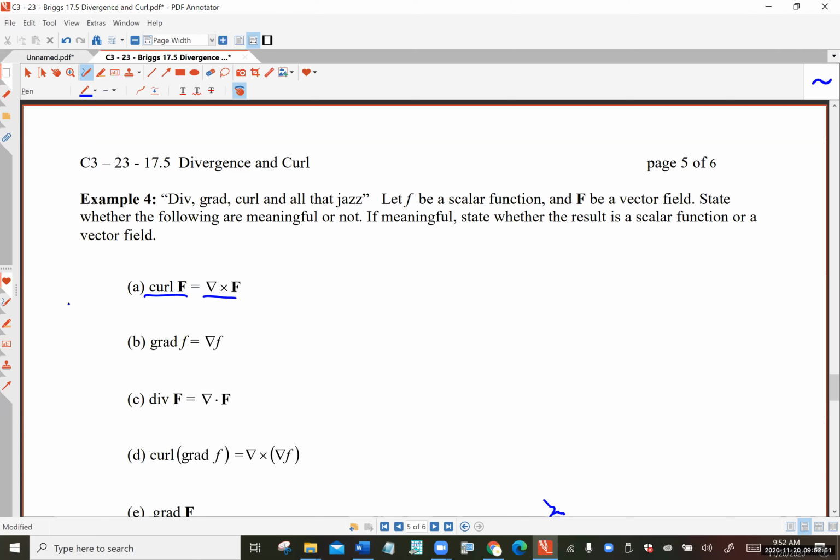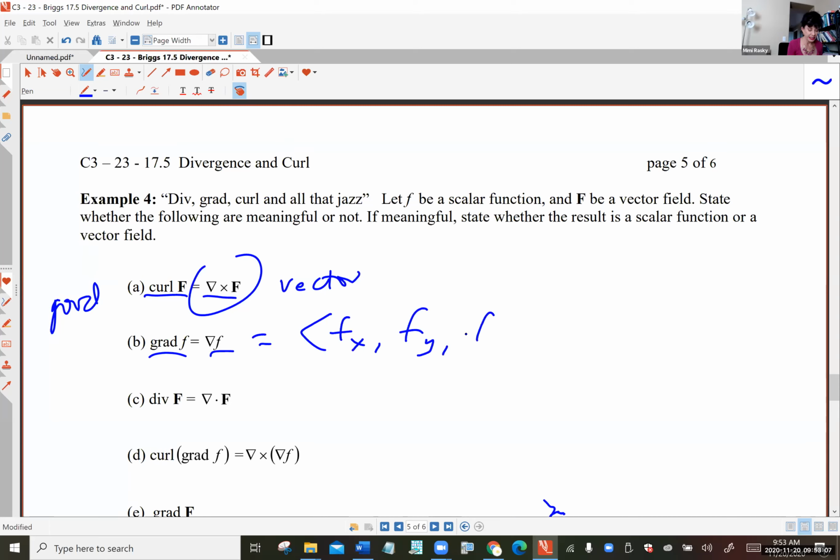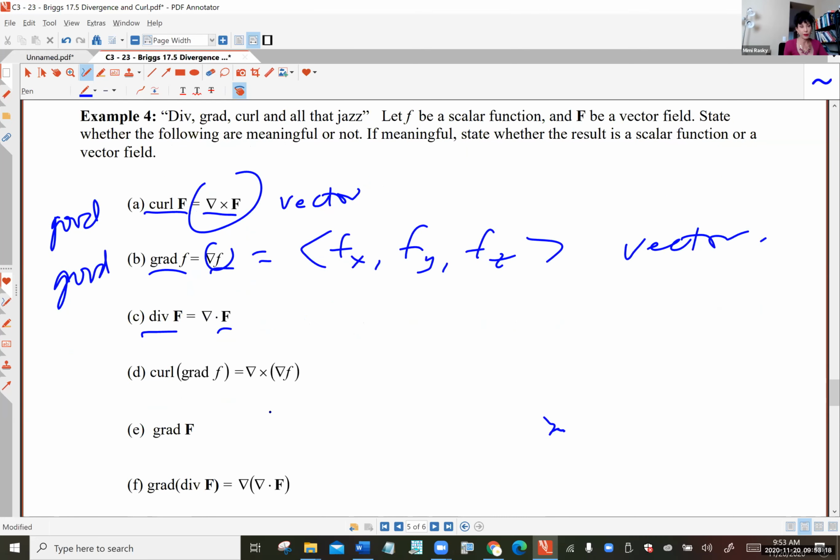It's meaningful. This is good. And what do you get? Well, this is the definition of curl. You get a vector. What about this? The gradient of f is equal to del f. Yeah, that's meaningful. This is just different notation, but it's totally meaningful, and you also get a vector. Grad of f means the same as del f. This is good, okay? How about divergence of f is equal to the dot product of the differential operator with a vector field? Yeah, that's the definition. We're good. And you get a scalar function.